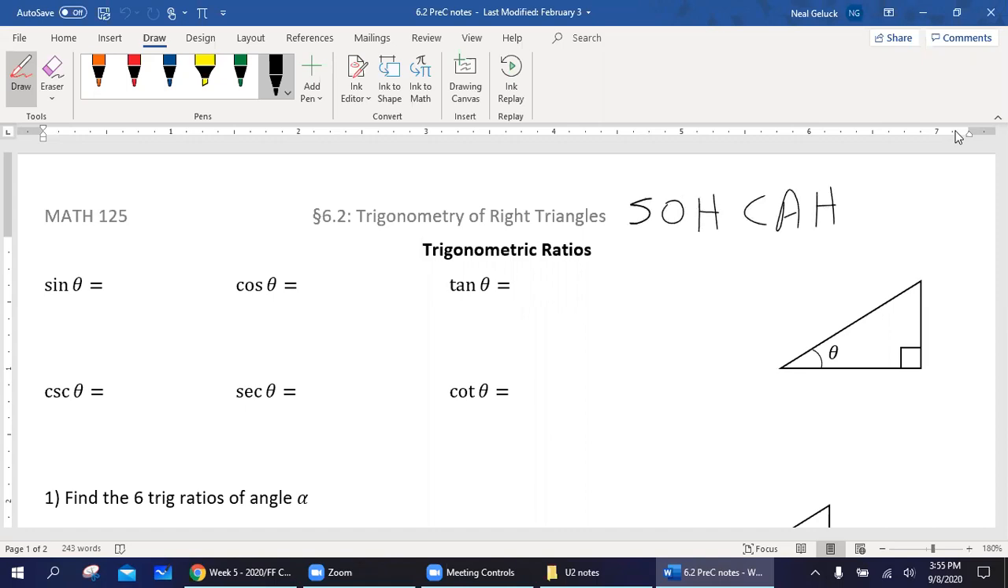SOHCAHTOA, which make sure you know how to spell that, because that tells me the trig functions. I just remembered how to spell it.